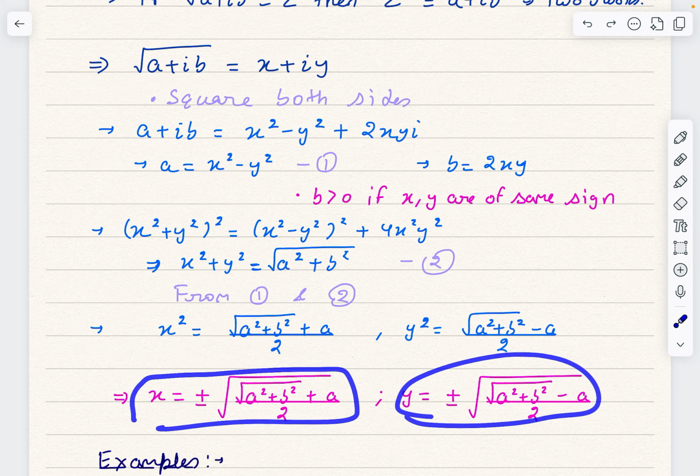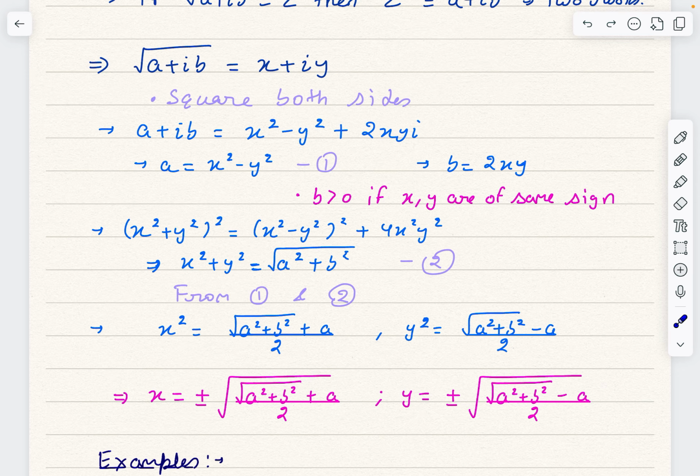I'll show you with the help of an example. What do I mean by this? So the formula you remember is: x is the square root of (√(a² + b²) + a)/2, and y is the square root of (√(a² + b²) − a)/2.